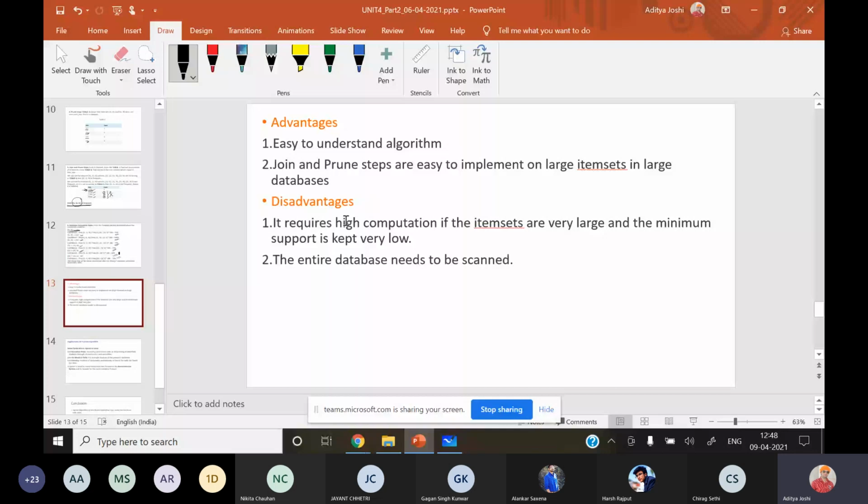कम ले रखा है। ठीक है, अभी तो हमने 50% मिनिमम सपोर्ट लिया है। मान लिया आपने मिनिमम सपोर्ट 20% ले रखा है। तब क्या हो जाएगा? आपका कंप्यूटेशन ज्यादा हो जाएगा। आइटम सेट आपको स्कैन बहुत टाइम करना पड़ेगा। और एक और डिसएडवांटेज क्या है? Entire database need to be scanned. आपको पूरा डेटाबेस स्कैन करना पड़ता है, हर एक चीज काउंट करनी पड़ती है, तब आपका आंसर आता है इसमें। ठीक है, these are the advantages and disadvantages of a priori algorithm.